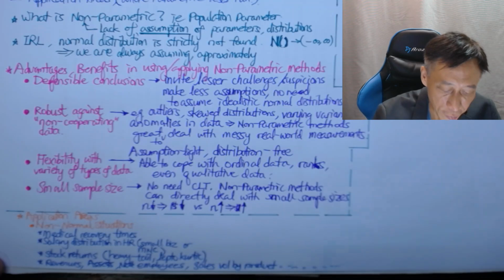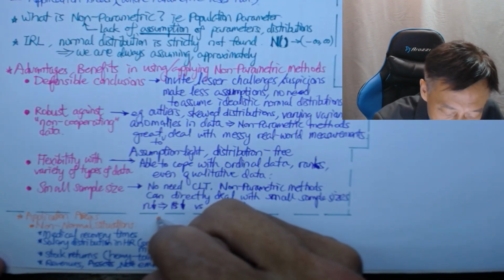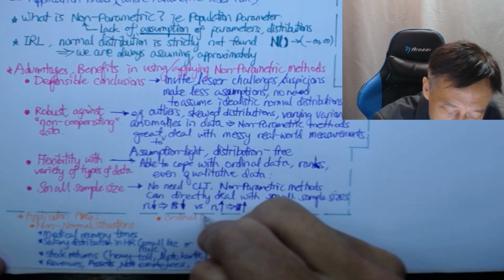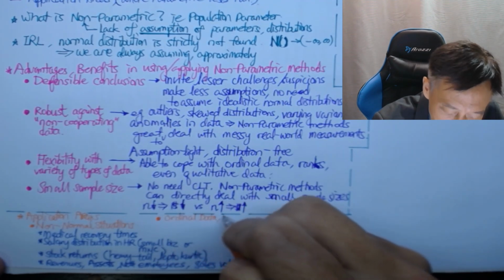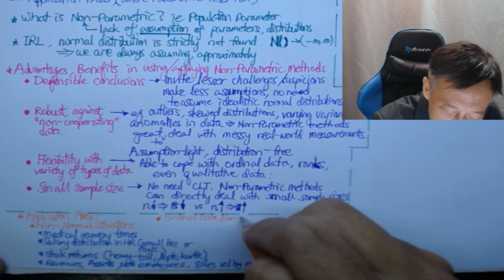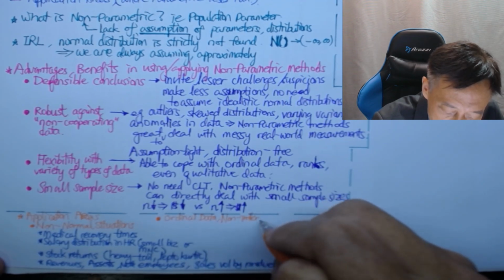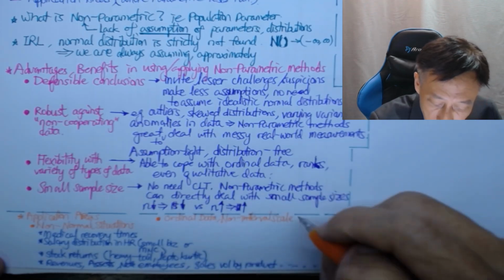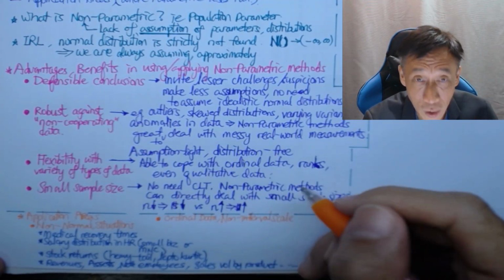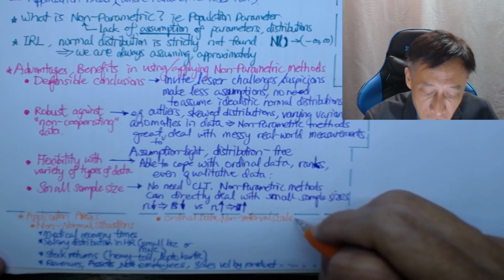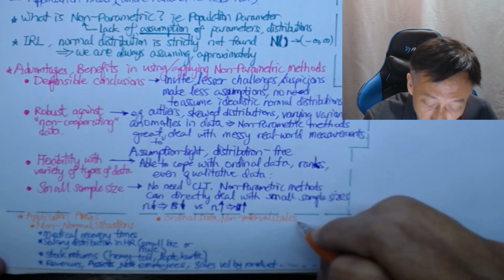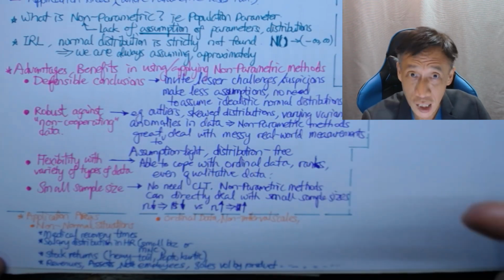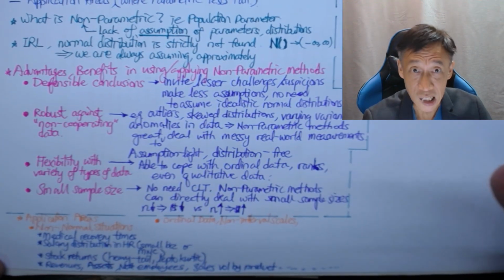Next we have ordinal data situations, non-interval scales like discrete values. They are numbers, but they are discrete, and they may not be proportionate. It may be 1, 5, 15, 30, something like that.